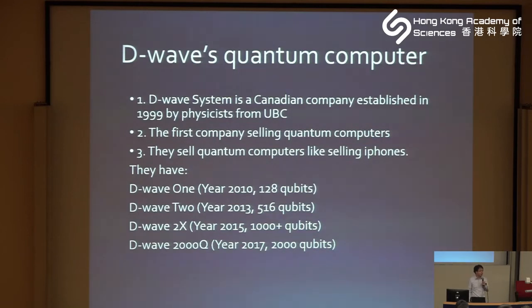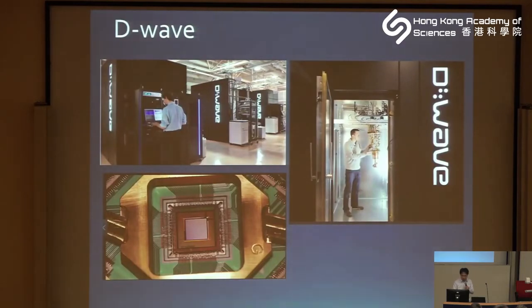Okay, and then they're making more and more. They put more and more qubits into their chip. And by year 2013, they have this 516 qubits in the quantum computing chip. And by year 2017, they already put 2,000 qubits there. And this is the machine that's called D-Wave.